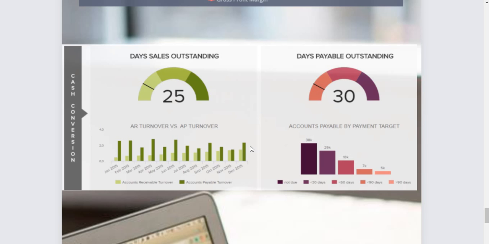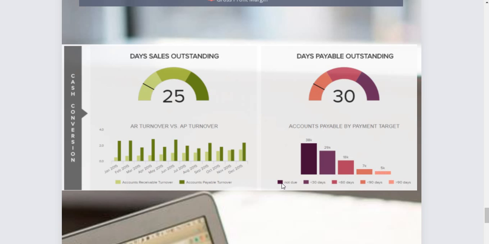You can get information out of these graphs and you can understand how the company behaves. Days payable outstanding, it's 30. 30 days is the amount of time that the accounts are being paid on average. Okay. Accounts payable versus payment target. And these are the numbers, and they have been decreasing, for example.